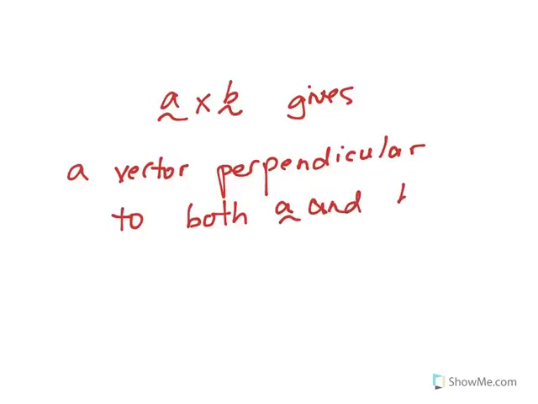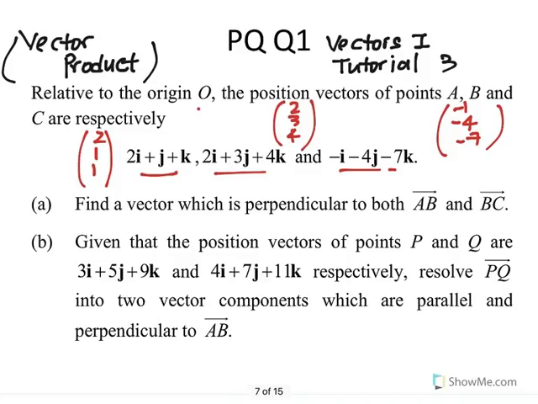This is from the definition. If you take a right hand and do the rotation, you can see the visual representation of the vector product of A and B. Basically, the vector product of A and B will give you a vector that's perpendicular to A and B. Next, we need to find a vector perpendicular to AB and BC. The strategy is we find AB, we find BC, and then we take the vector product of AB and BC.